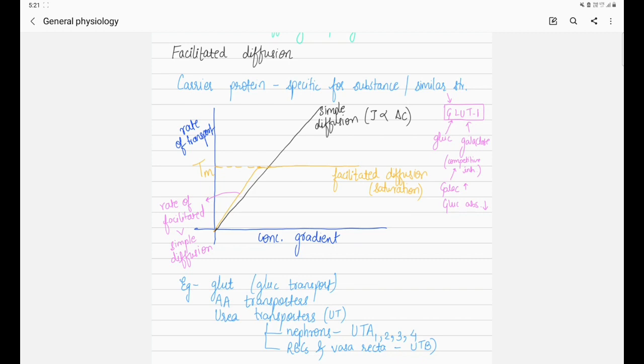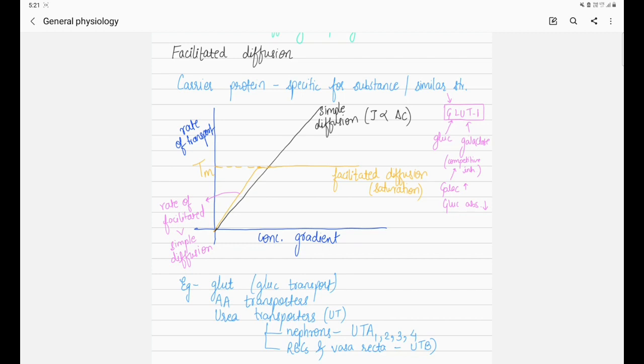Now, carrier proteins are specific for a substance or similar structure substances. For example, GLUT1 is a carrier protein which is primarily for glucose, but as galactose is structurally similar to glucose, galactose can also be transported by GLUT1. So this will be an example of competitive inhibition, because when galactose amount is more, then glucose absorption is less.